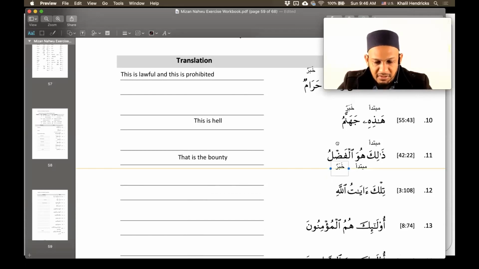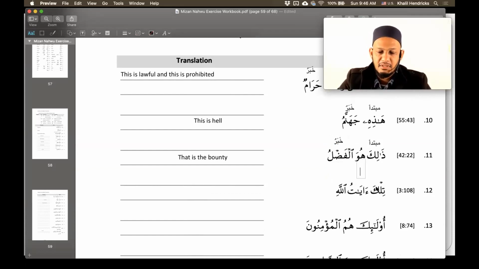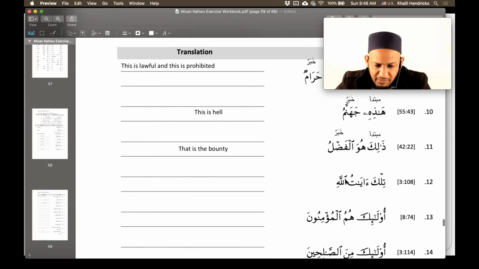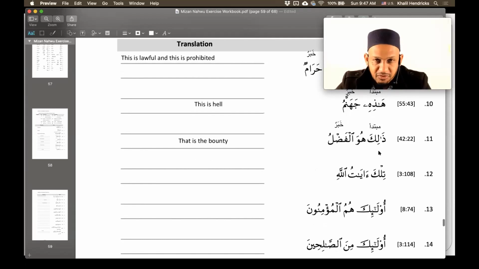Or maybe the easier one is to say that dhalika is the mubtada and fadlu is the khabar, and the huwa I don't put the label on. But don't worry about the labels too much for this one. Just remember, if I want to say that is the something, I just add a separator in between. In Arabic it's literally called damir fasl, a pronoun which is a separator. It's called a separator pronoun.